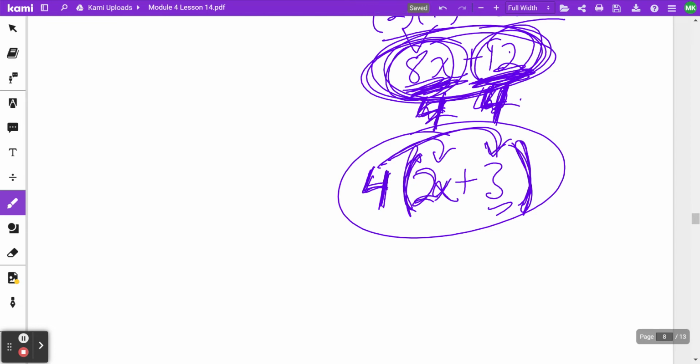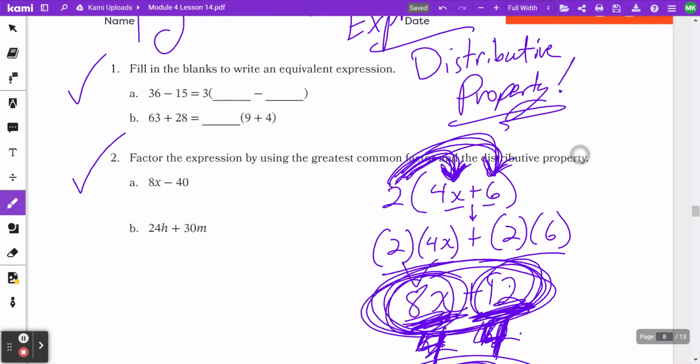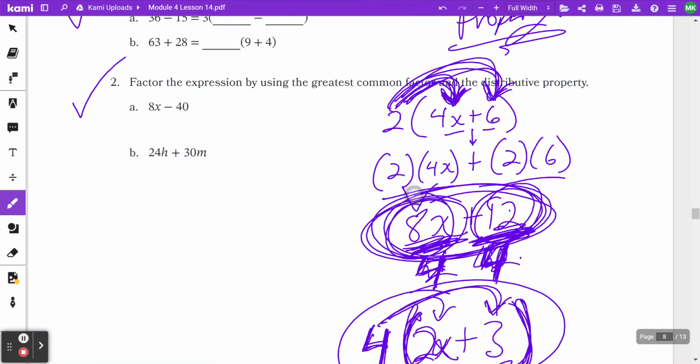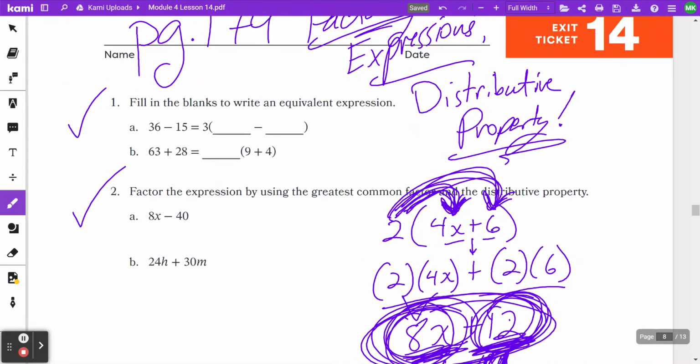Now, you can actually factor out a lot of things, but what you want to try to do is factor out the greatest common factor of both terms. So let's look in here. They kind of set us up a bit. They said we're going to factor out a 3 from both of these using subtraction. So I'm going to say, what's 36 divided by 3? Well, that's 12. What's 15 divided by 3? Well, that's 5.